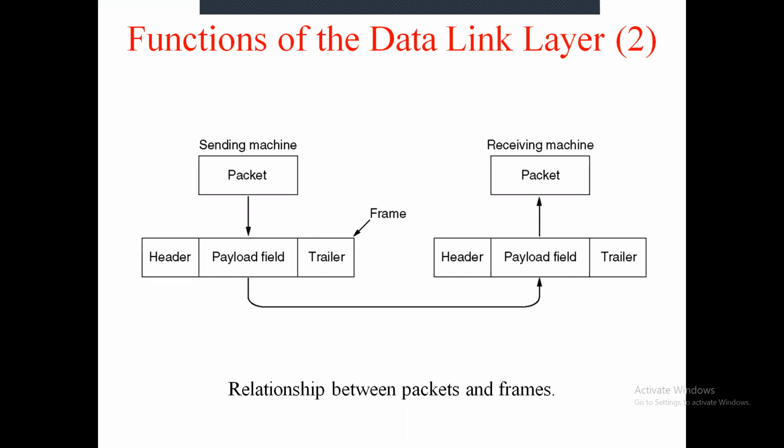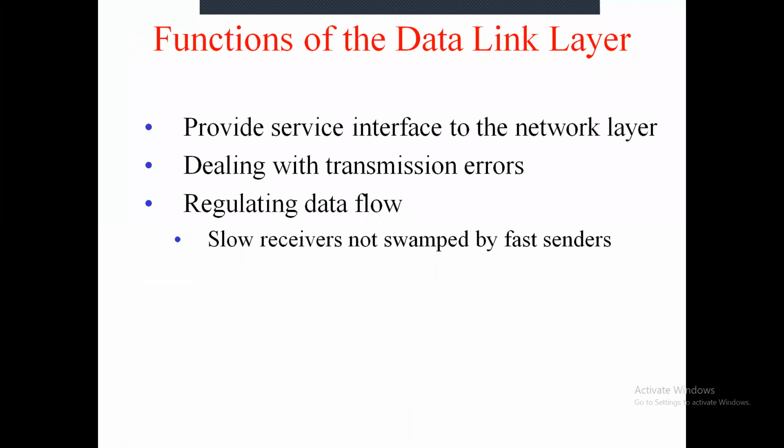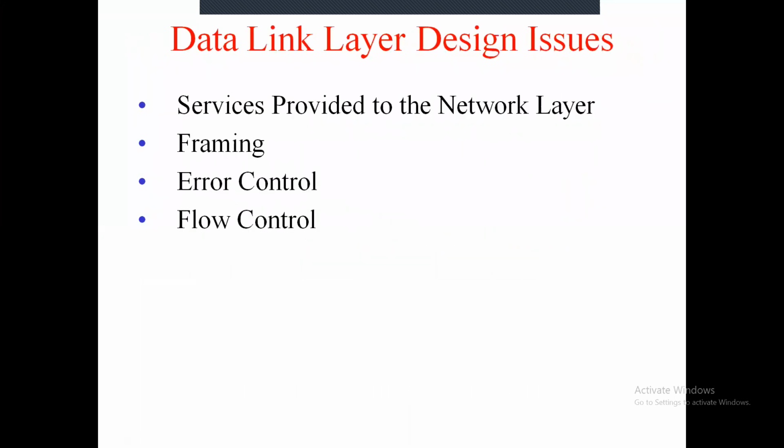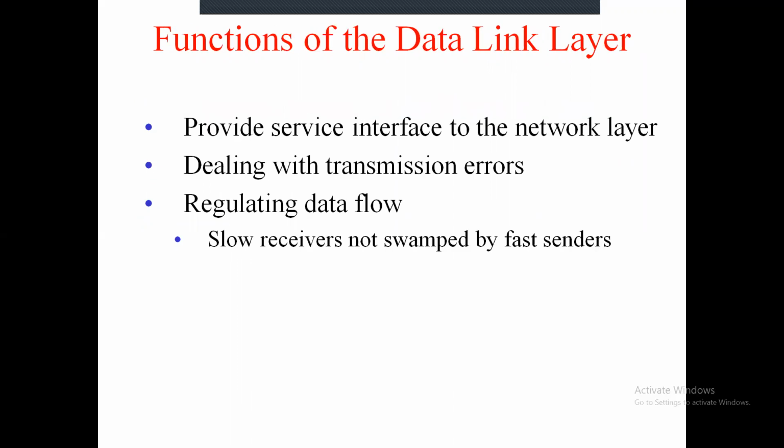In last class, we started the data link layer, that is unit number 3. We discussed what the design issues of the data link layer are. In that, we discussed first the services provided. After that, what is framing, error control, flow control. Thereafter, we discussed the functions of the data link layer.